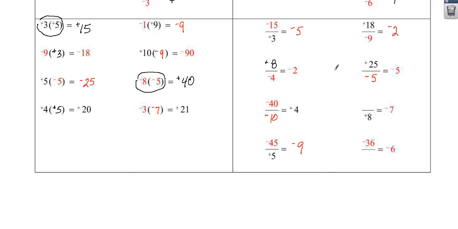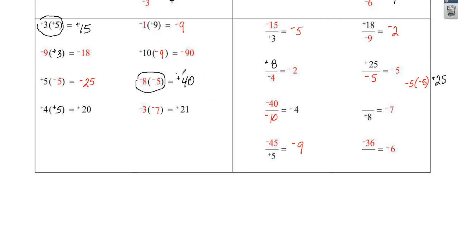We haven't talked about it with these division problems, but there is a way to check those. The way to check those is take what you divided by, multiply it by the answer, you'll get that. So if we take negative 5, and we multiply it by negative 5, we will get positive 25.